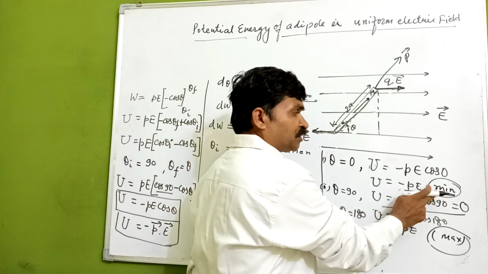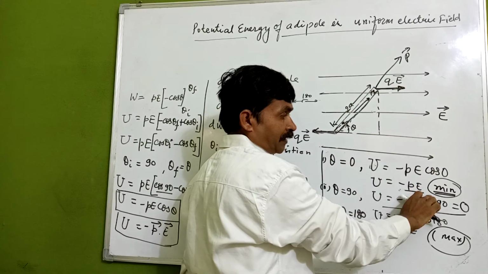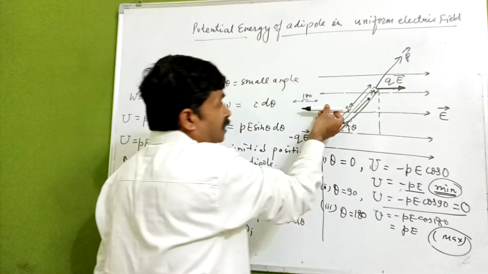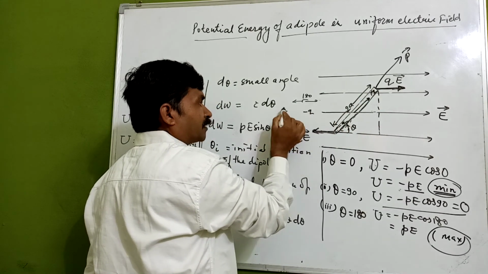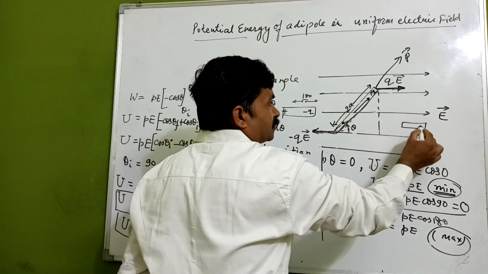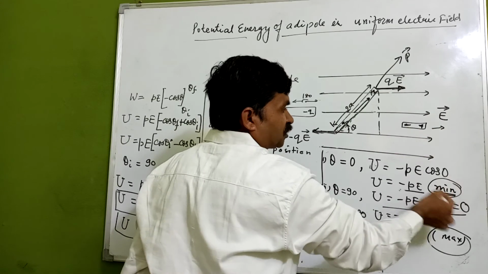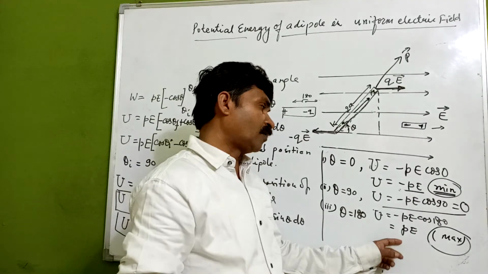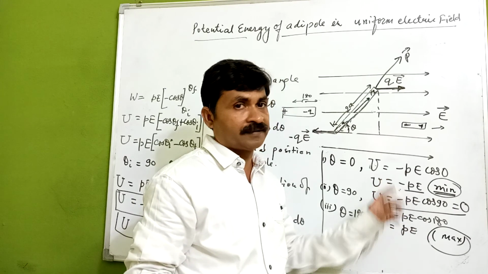Now see here, this is the position of stable equilibrium. Both are in this direction, dipole moment and electric field, making an angle of 0. And this is the position of unstable equilibrium, because this dipole is like this, meaning positive charge here and negative charge here in the case of 180 degrees, while in this case positive charge is like this, negative charge is like this. So this is the position of stable equilibrium and this is the position of unstable equilibrium, and here we are getting the maximum potential energy.